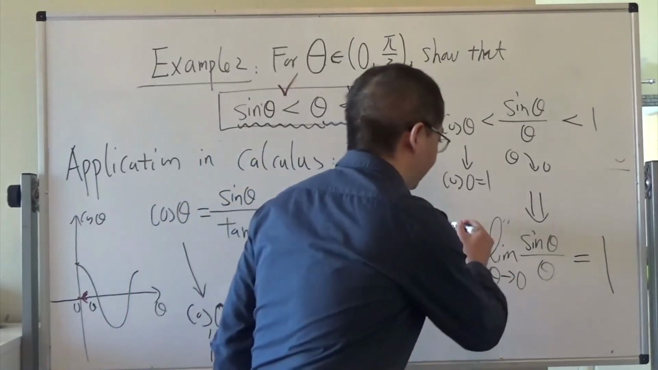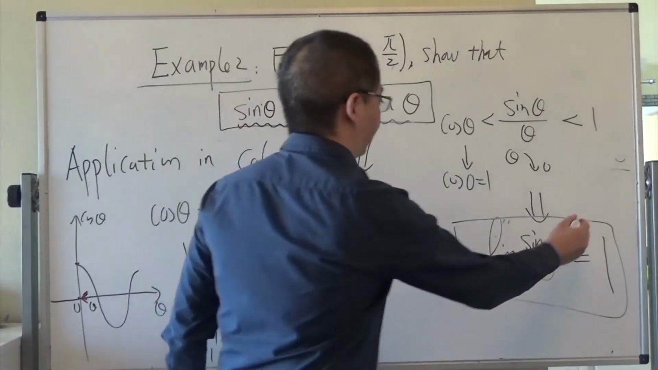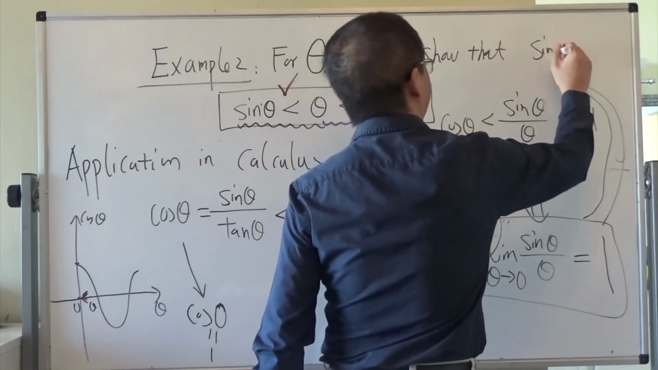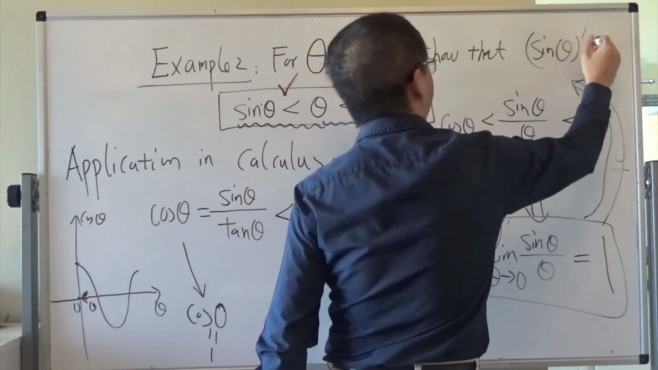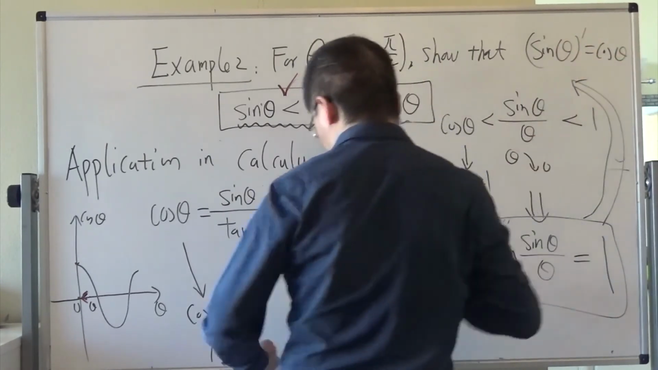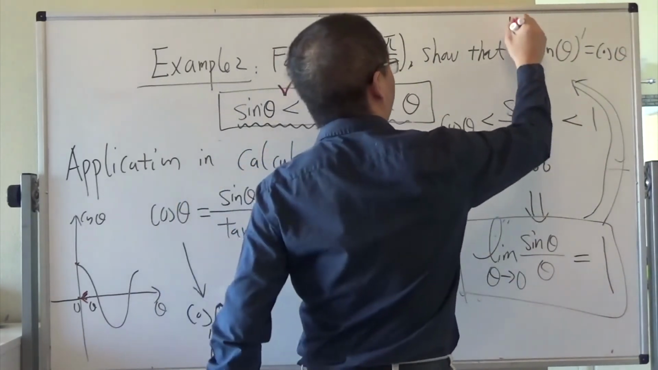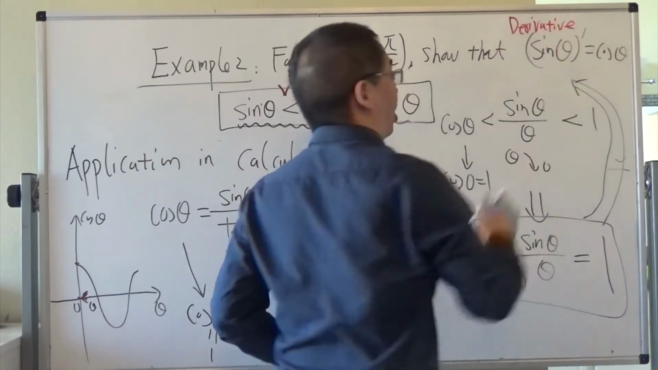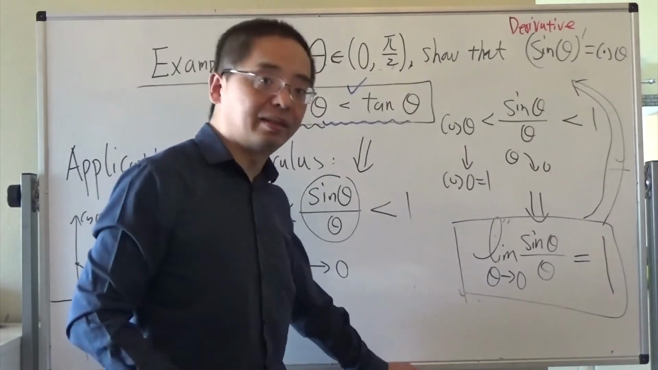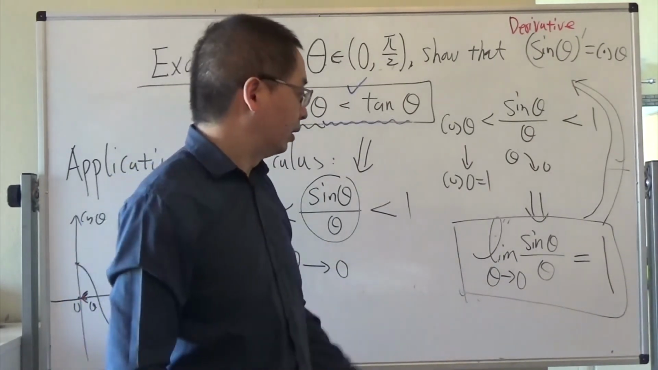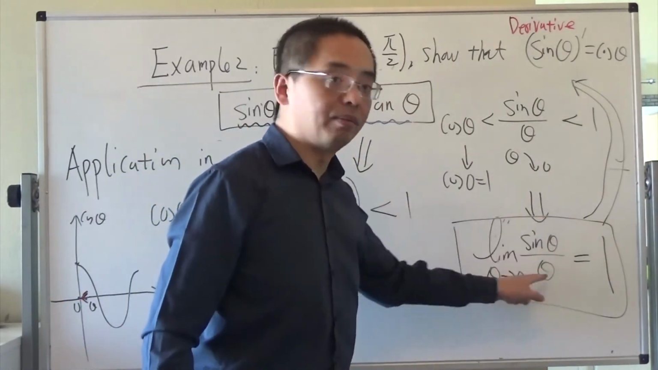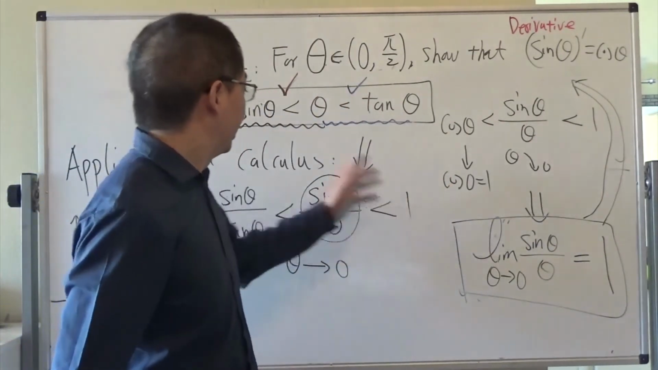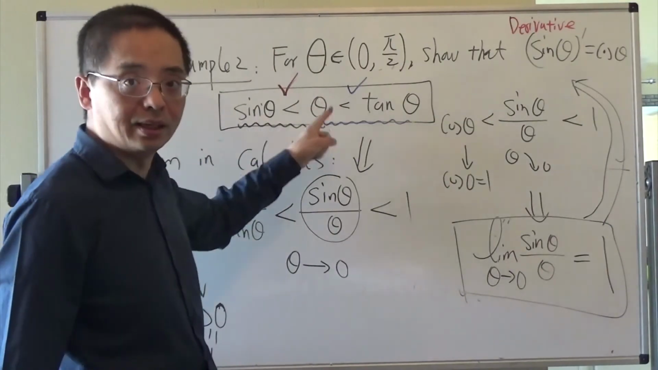This limit is important because from here people can derive the derivative of sine theta, which equals cosine theta. This is the derivative in calculus. The derivative of sine theta equals cosine theta, which is derived from this limit, and this limit itself is derived from this inequality.